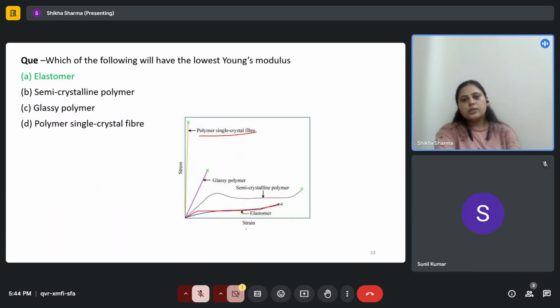When we increase the strain, this linear relation between stress and strain is obtained for a glassy polymer, and for semi-crystalline polymer, first it increases, then it will be constant, and then again it starts increasing. The stress is increasing. For the elastomer, the value is very, very low.